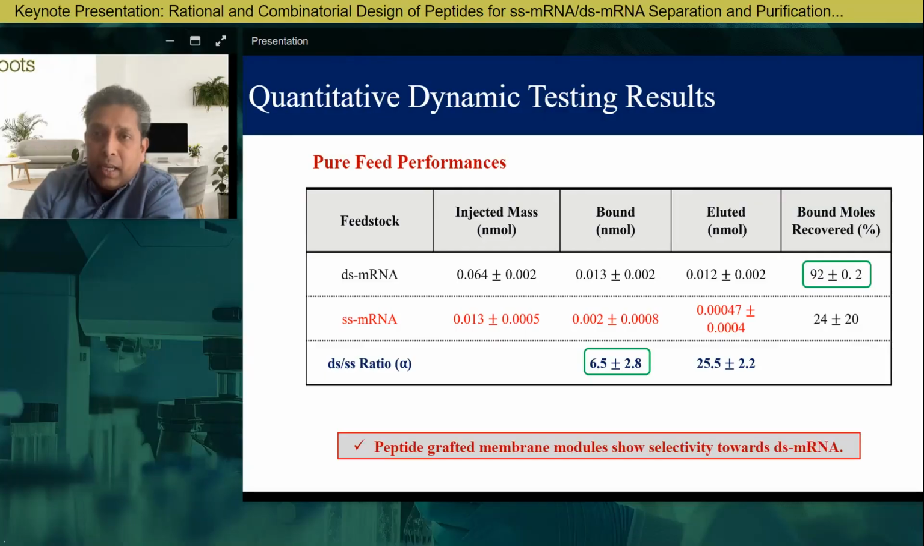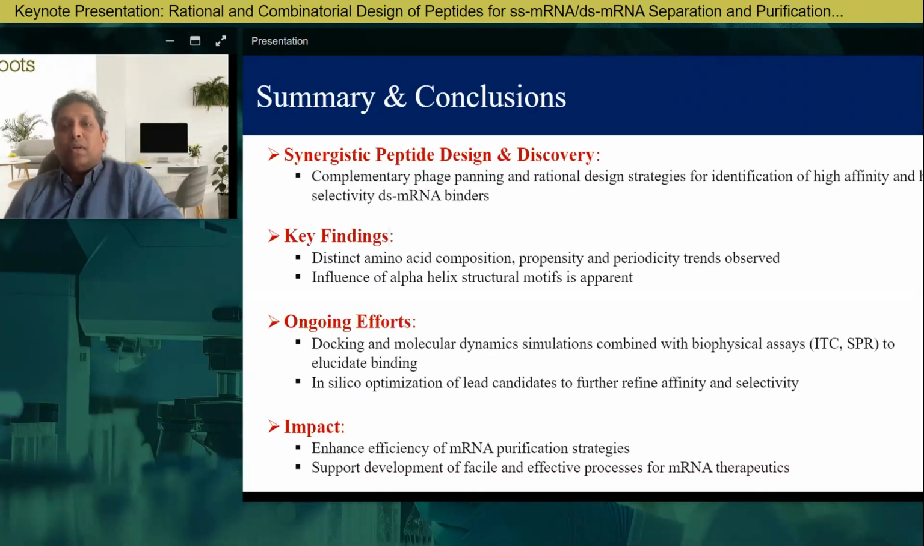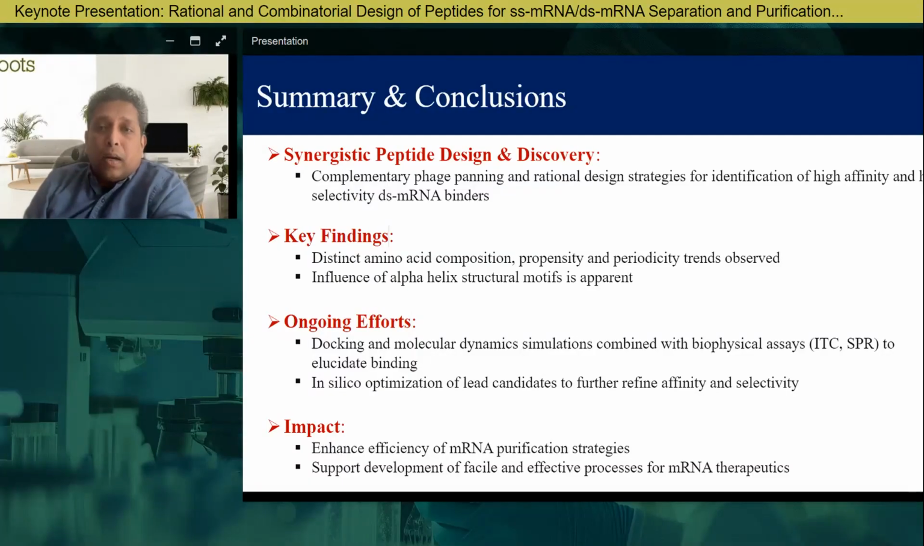So I'm nearing the time I have for this talk. Let me make a few comments on what we have found. We have used two approaches, very complementary, very orthogonal. One is rational design based, trying to mimic nature, the other completely random and combinatorial. We found good leads from both of them. We have observed distinct amino acid compositions, their propensities, their periodicities in the sequence, which can further inform how to optimize and improve upon the performance of these sequences.